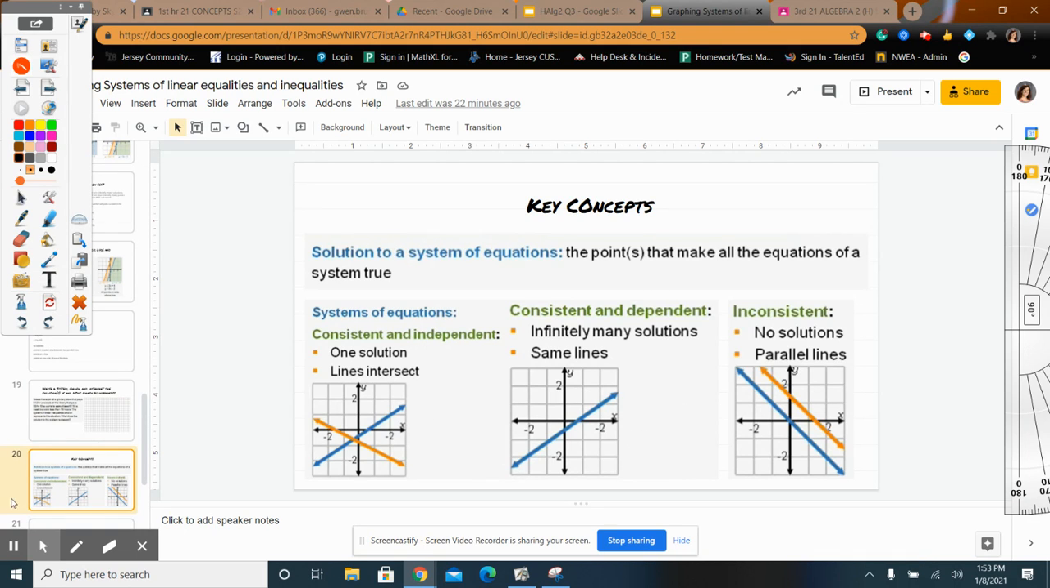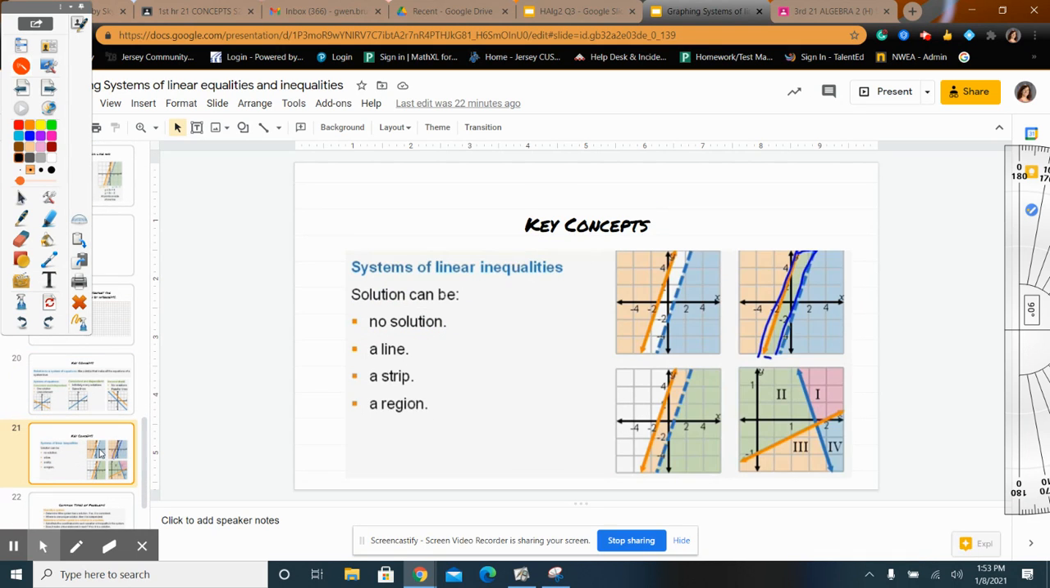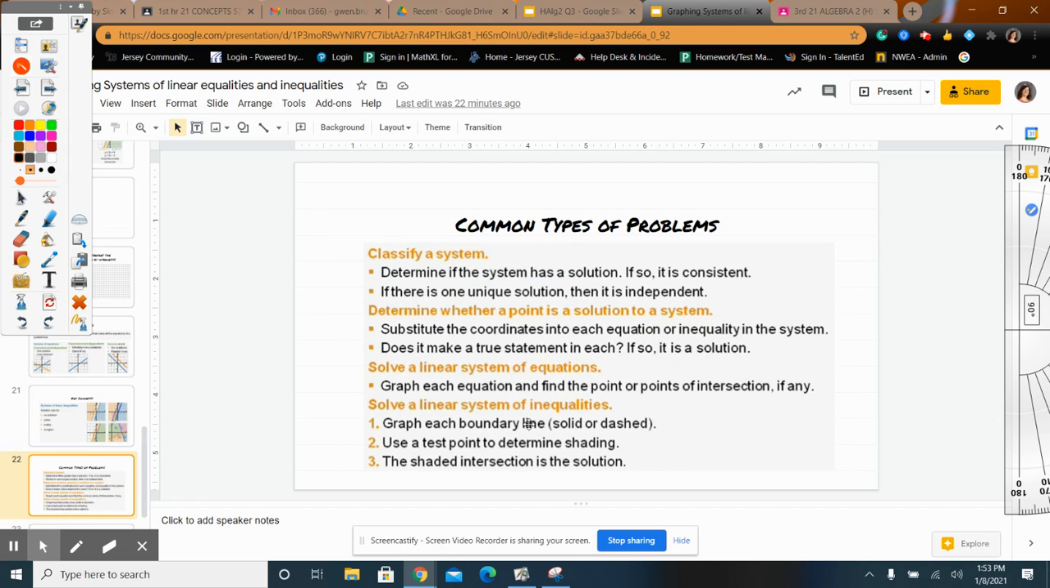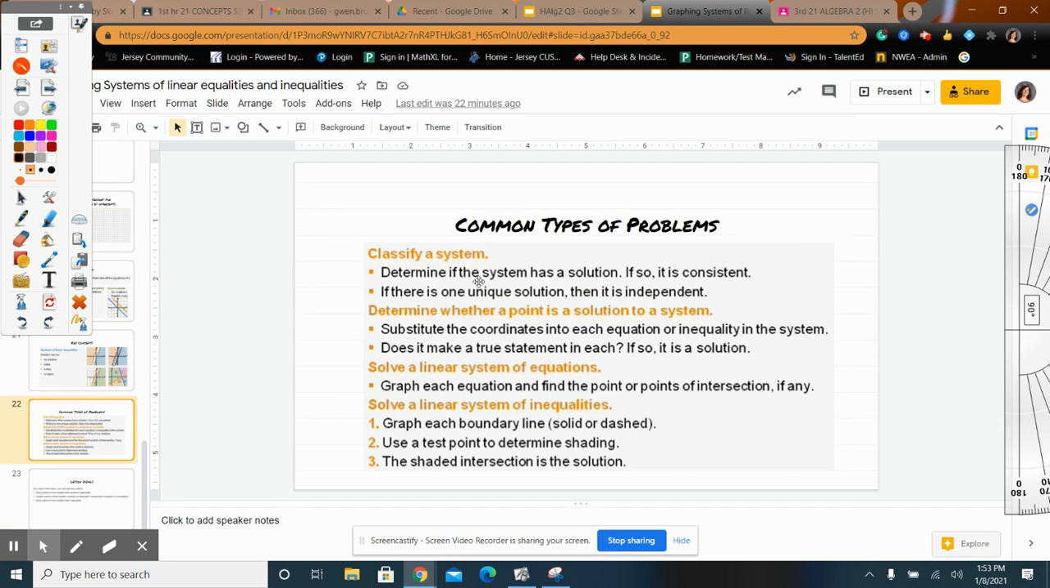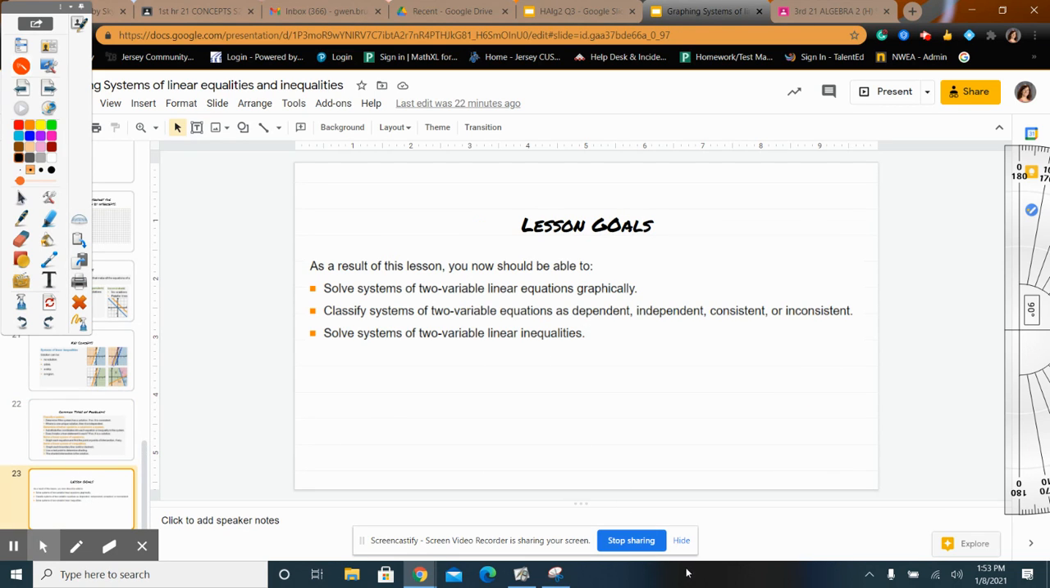So these are the things we talked about today. There's that vocab. You might want to make sure your notes are in good shape. There's different ways the graphs could look. And this is types of problems, classifying, determining if it's a solution, and graphing. And basically, we covered everything we said we were going to do.